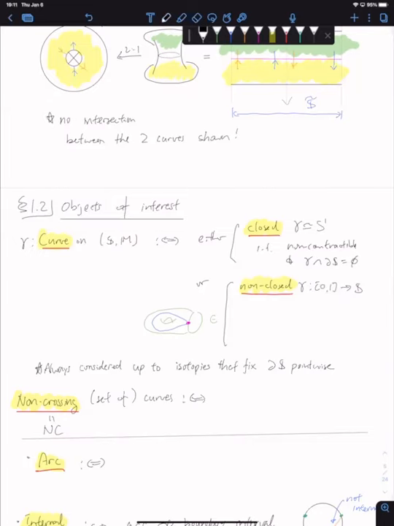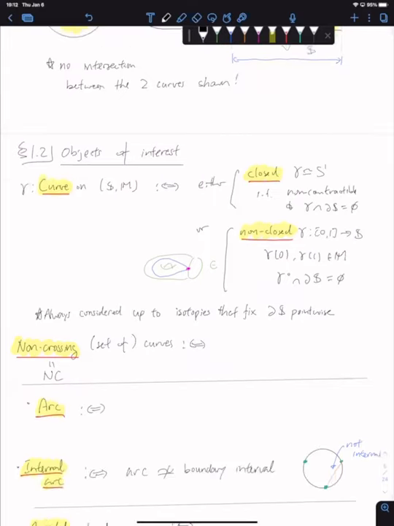And by non-closed curves, I really mean curves with two distinguished endpoints, like these two. These two distinguished endpoints both lie in the set of marked points, and of course in the interior, you have no intersection with the boundary as well. And as usual, I always consider my curves up to isotopies that fix the boundary component pointwise.